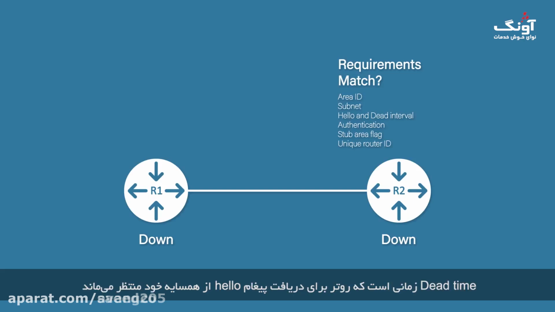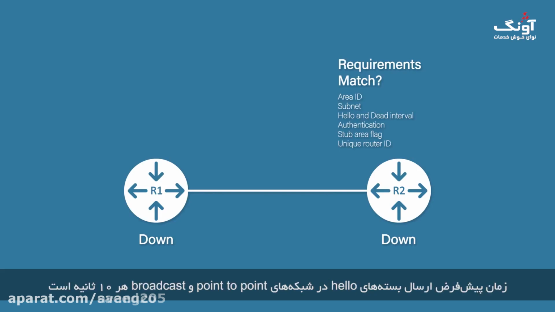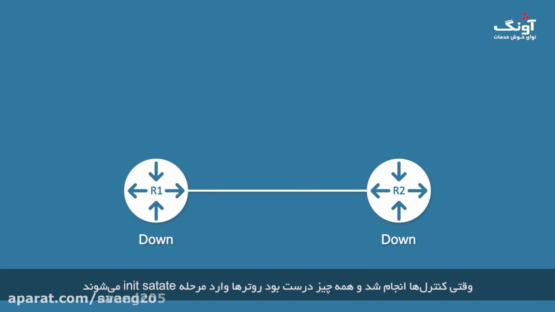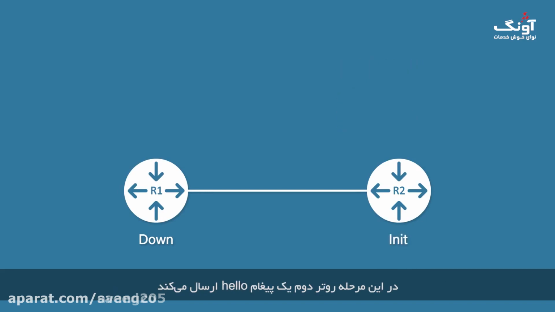The dead timer is how long a router will wait without hearing a hello message before it just assumes that neighbor is dead. The default hello timer is every 10 seconds for point-to-point and broadcast networks. If using authentication, this must also match, and the stub area flag must match as well. Routers will also need unique router IDs. Okay, so once the checks have been made and if all is good, then the routers can move to what's called the init state. Router 2 then sends a hello message of its own.